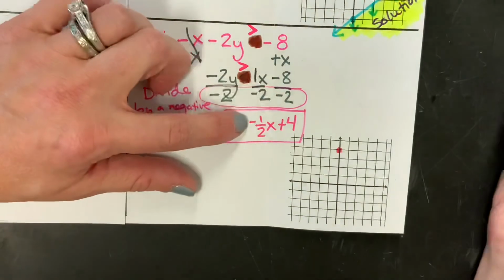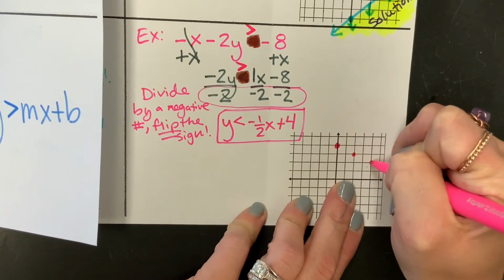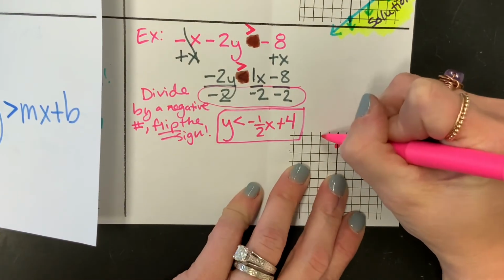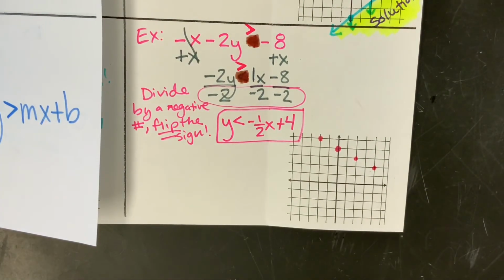Okay, thank you. Down 1 over 2. Down 1, right 2, down 1, right 2. That's it. I'm going to go up 1, back 2. Plot as many points as you can for the most accurate line, so it doesn't look all squiggly out to one side.